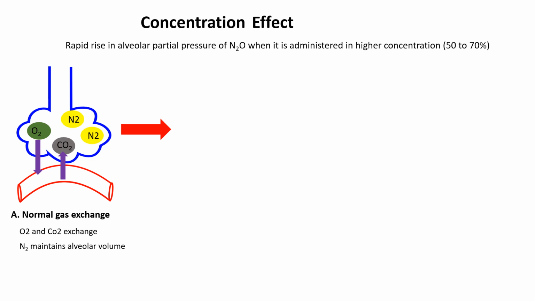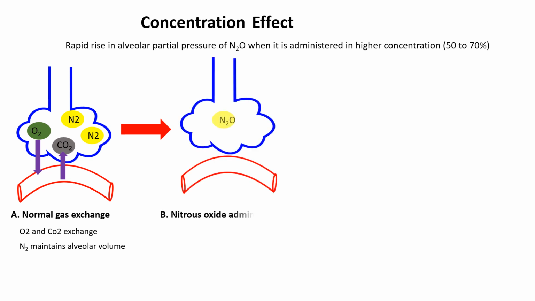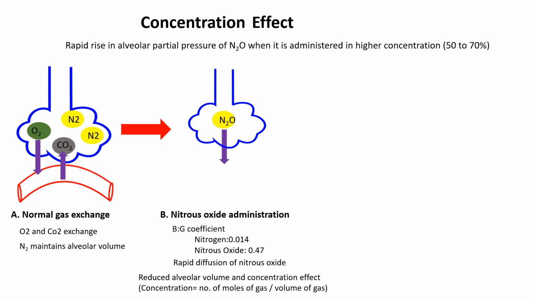Now let us see what happens when a high concentration of nitrous oxide is delivered in the fresh gas. Nitrous oxide is about 30 times more soluble than air or nitrogen. Due to its higher solubility, it diffuses rapidly from the alveoli into the pulmonary capillaries. The fast diffusion of nitrous oxide reduces the volume of gas in the alveoli, which increases the concentration of the other gases remaining in the alveoli. This is the concentration effect.